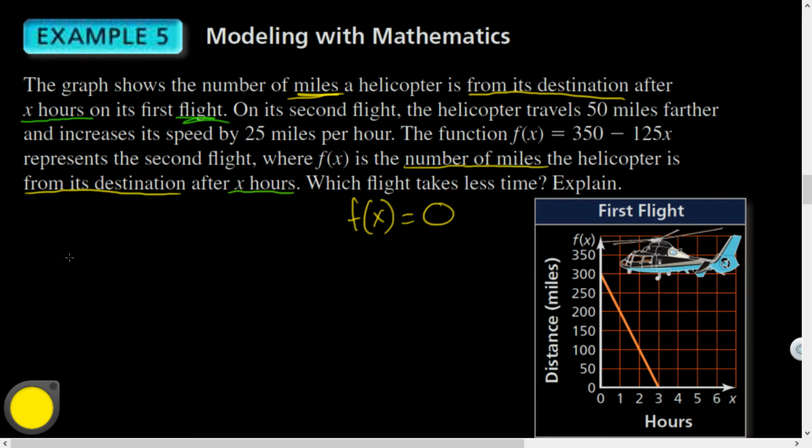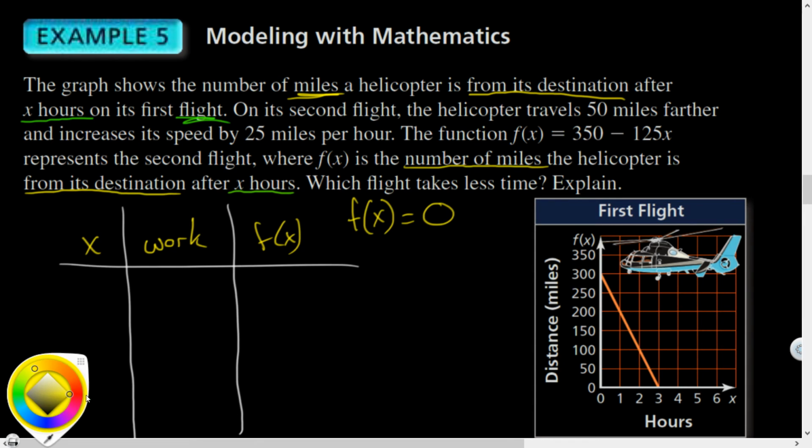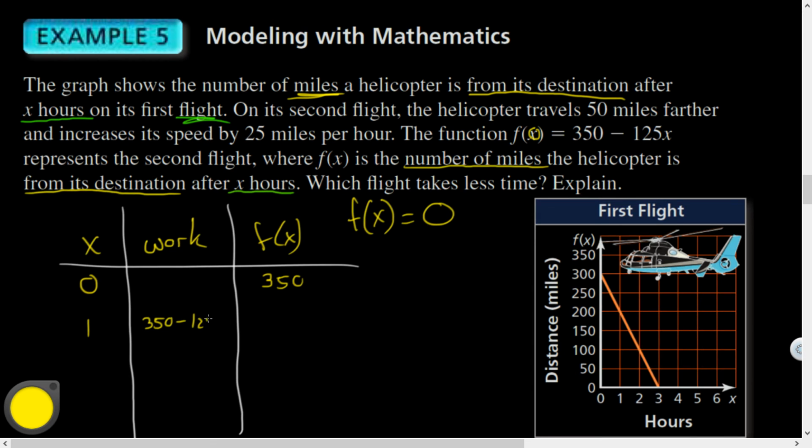Let's make a table of values for our second function. So I'll have x and f of x. Maybe I'll make a work column this time. If I input 0 for x, f of 0, I'm going to have 350 minus 0, which is 350. If I input 1, I'd have 350 minus 125 times 1. 350 minus 125 is 225 miles to go. If I plug in 2, I'd have 350 minus 125 times 2. 125 times 2 is 250. 350 minus 250 is 100.